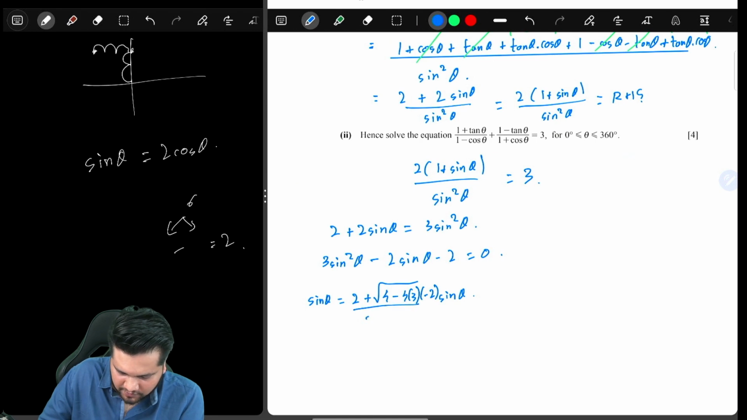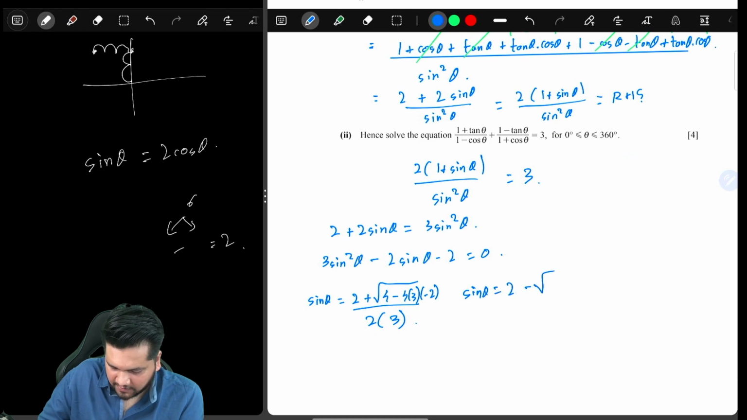So it's going to be over 2 times 3. And here, on the other hand, it's going to be sine theta is equal to 2 minus under root 28, so it's going to be 28 by 6.